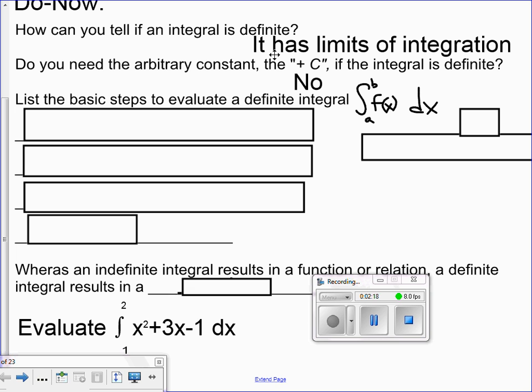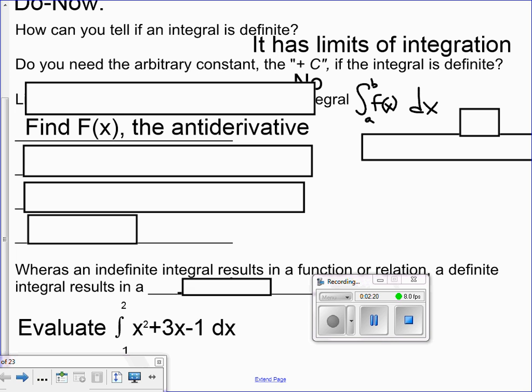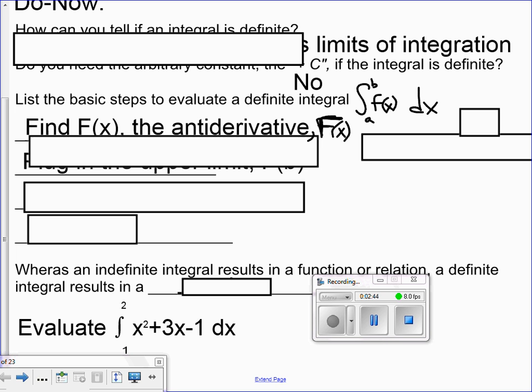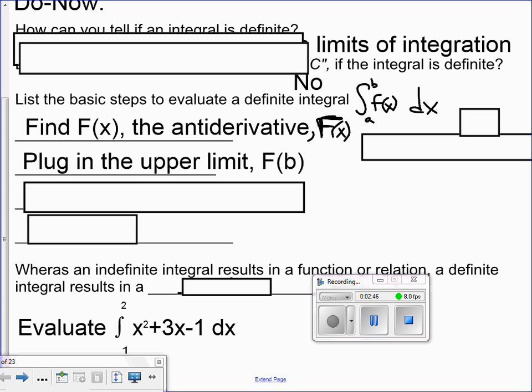Jessica, find the antiderivative. Step 1. And we would call that antiderivative capital F of x. You always use the same letter, but the upper case. Okay, so you found the antiderivative. What do you do next? Plug in the upper limit of integration. So that'll give you capital F of b, right?